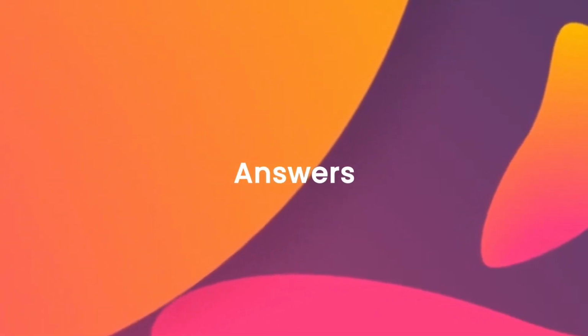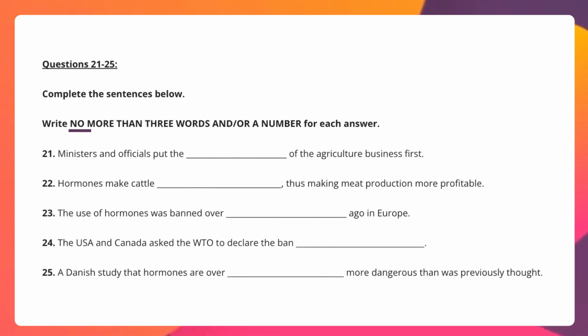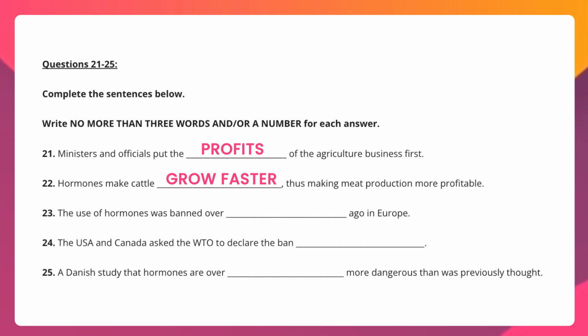Let's discuss the answers now. According to the word limit, you can write one word, two words or three words, or you can make a combination of words and a number. Question number 21 has the answer profits. Put the profits of the agriculture business first. Question number 22 clearly says grow faster, thus making meat production more profitable.